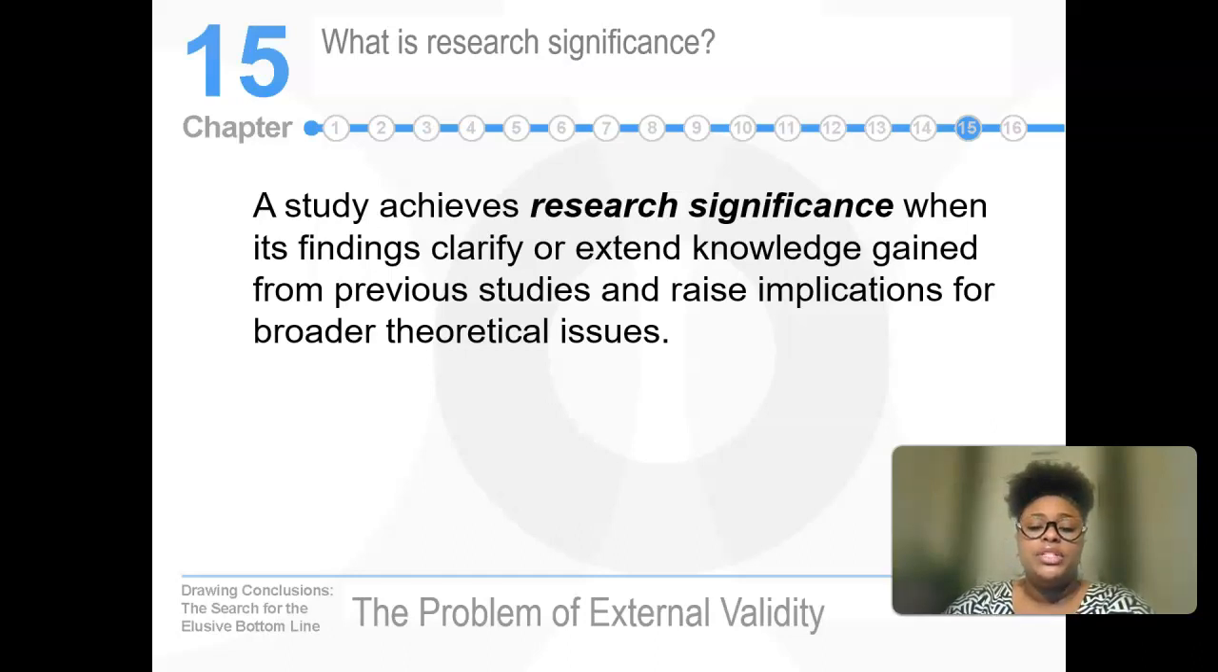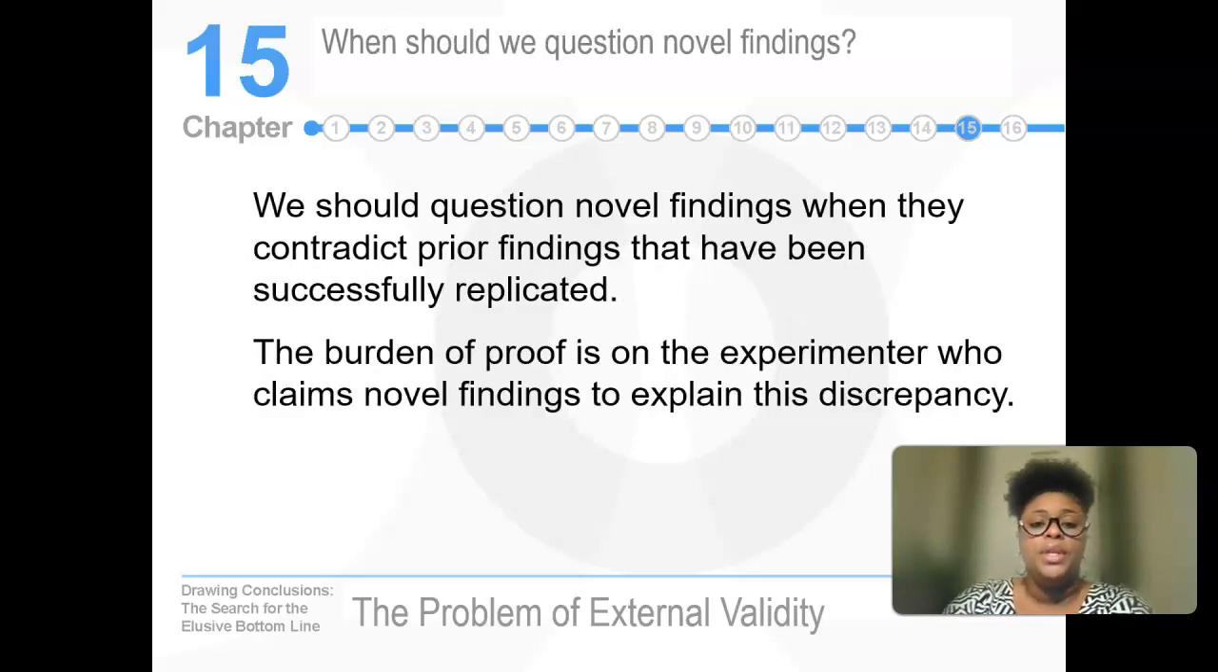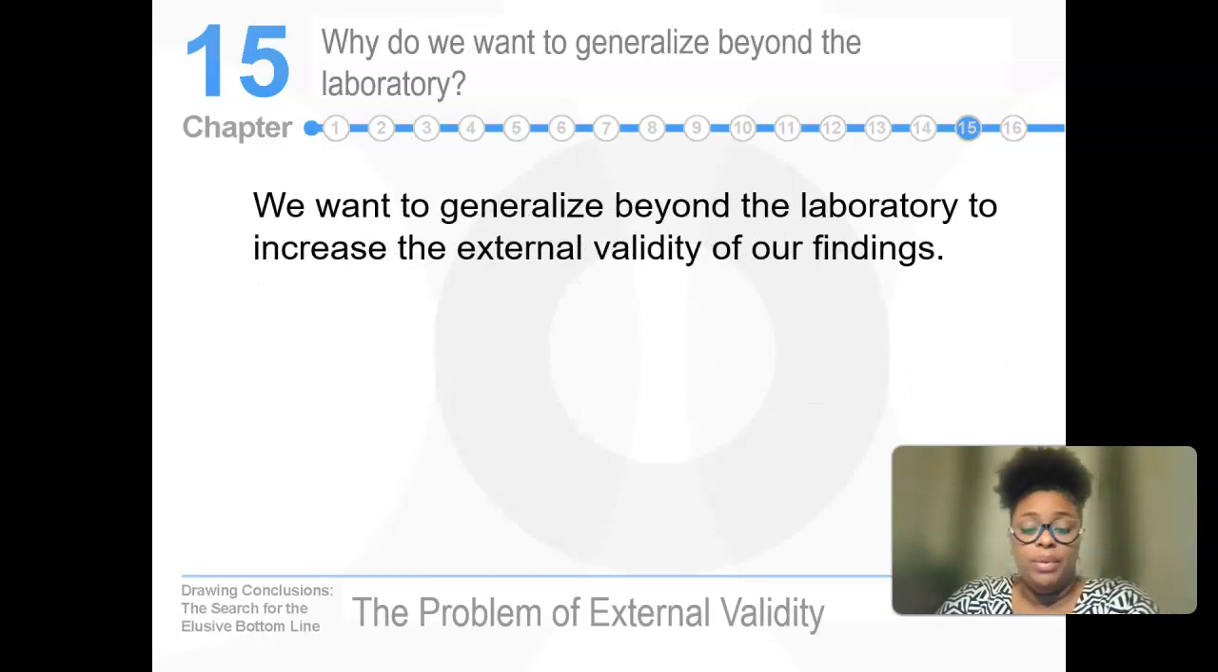A study achieves research significance when its findings clarify or extend knowledge gained from previous studies and raise implications for broader theoretical issues in the future. We should question novel findings when they contradict what prior research has said. So we want to make sure that we can successfully replicate our findings. And if we have something that's contradicting what past research has said, we would, as the experimenter, have the burden of proving why we see these claims of discrepancies in our research. And we may have that change, but we should be able to discuss the reasons that we believe this is the case.